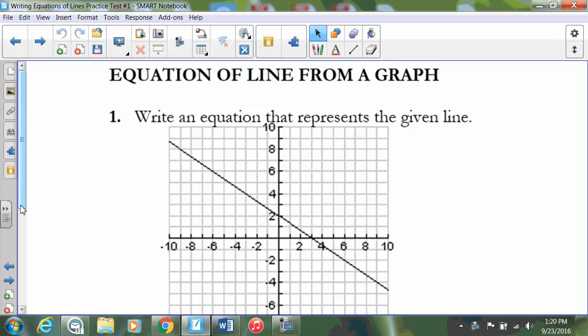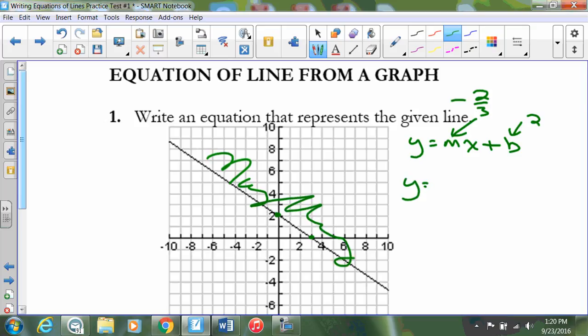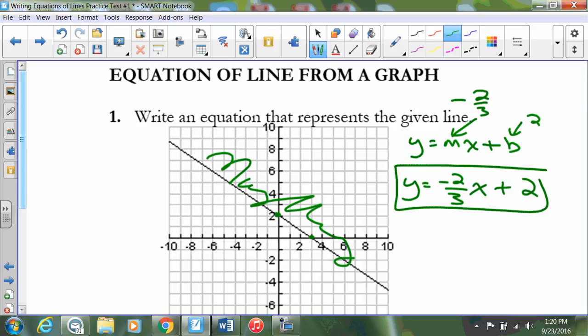When we see a line like this where we can clearly see the y-intercept, we know we're going to be using y equals mx plus b, the slope-intercept form. We see that our b is 2. Once we find 2 corner points, our slope is down 2 over 3. So our slope is 2 over 3, except, wait a minute, if I write my name on this line, it's going downhill, so that's a negative 2/3. All you have to do on this problem is plug the slope in, plug the y-intercept in, and you are good to go.